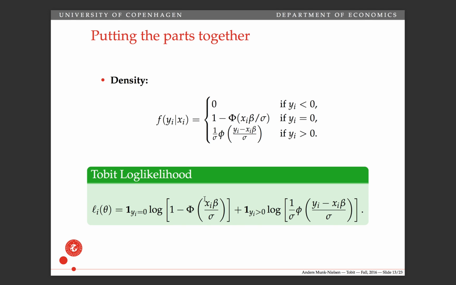So when we put it together, this is the solution for the density. It's 0 if y is negative, this number here if y is equal to 0, and then it's this number here, the OLS density, when y is positive. So the Tobit log likelihood looks like this. If y is equal to 0, it's the log of the first guy, and if y is positive, it's the log of the second guy.